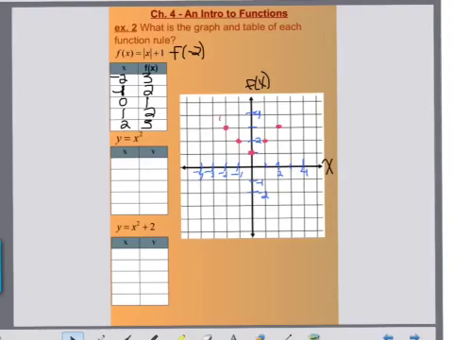Notice that it makes a V shape. Every time we have an absolute value function, it's going to make a V shape. Make sure you use a straight edge to connect everything. And then make sure you label it as f of x equals absolute value of x plus 1.